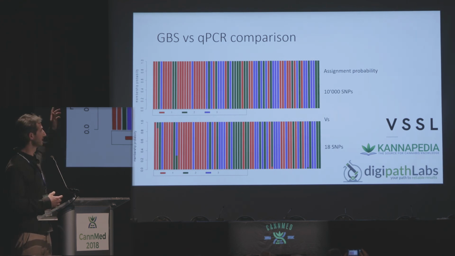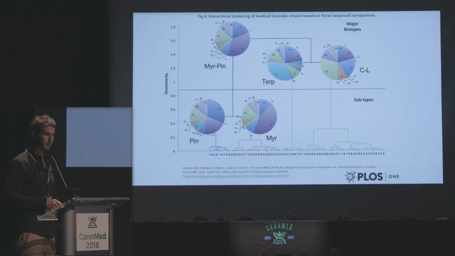You can see that the statistical assignment to the different groups is very, very close, with essentially 1,000 times fewer markers. And this has also been confirmed by some other groups. Essentially, this is a study out of New Mexico that shows the same kind of clustering with myrcene, terpinolene, and limonene.